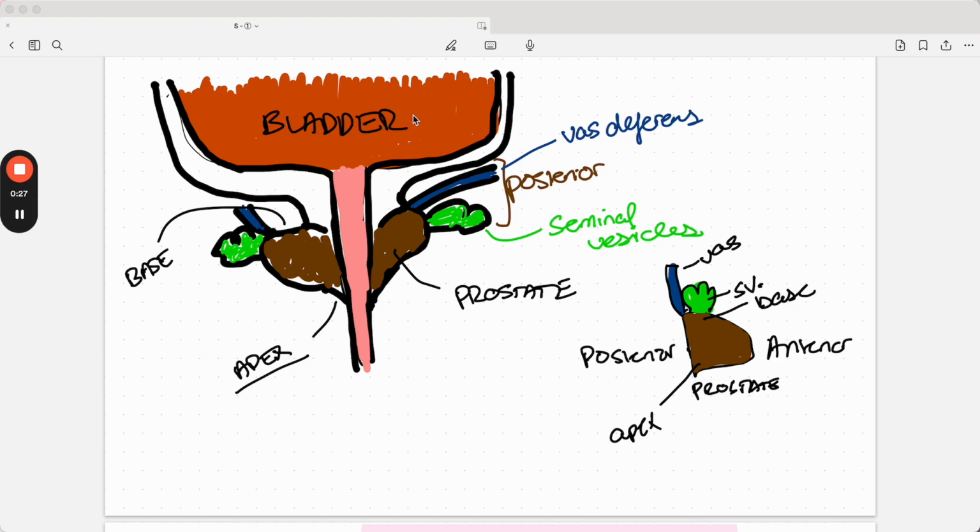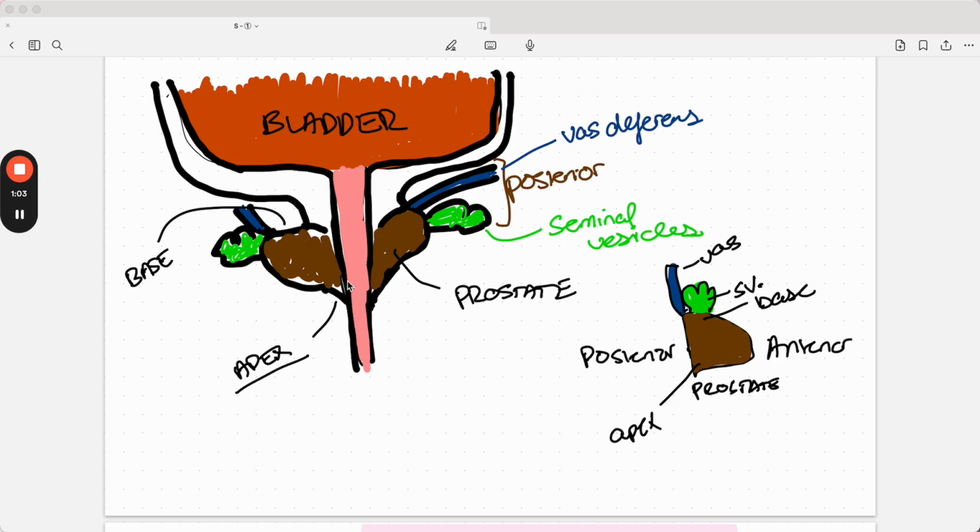So of course you have your bladder, superior to the prostate, and then you have your prostate sitting underneath the bladder with the urethra running through it. And then when you're doing cross sections of the prostate, you'll get those cross sections of the urethra as well. And then you also have important structures coming off. So you have the vas deferens, and then you have the seminal vesicles as well. And these are on the posterior side of the prostate, so that's important to keep in mind as well.